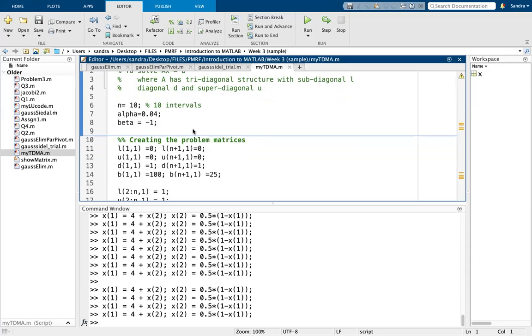So the problem is, if we have a road like this, that road is divided into 10 intervals. Ten intervals means there will be 11 points. For example, in this road, how many intervals? 1, 2, 3, 4, 5, 6, 7 intervals. How many points? 1, 2, 3, 4, 5, 6, 7, 8 points. So if there are 10 intervals, there will be 11 points. That is what we mean when we say n intervals is equal to 10.